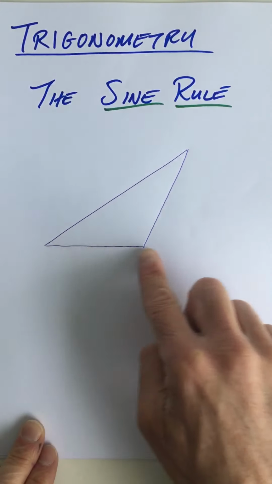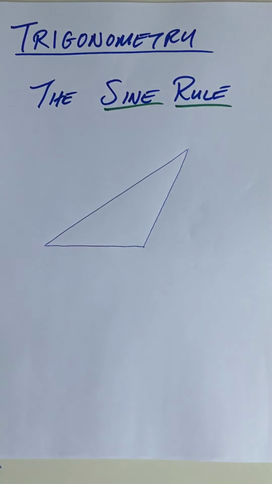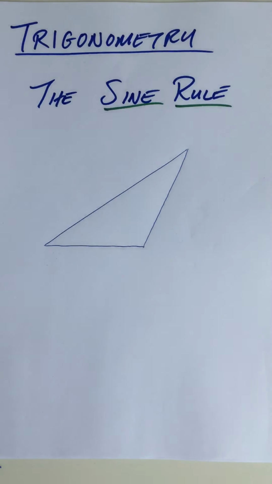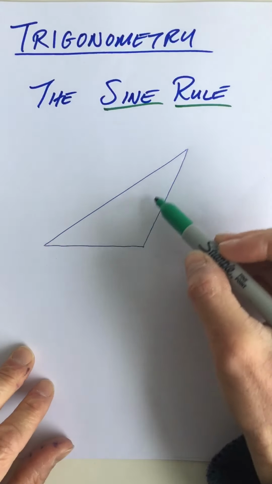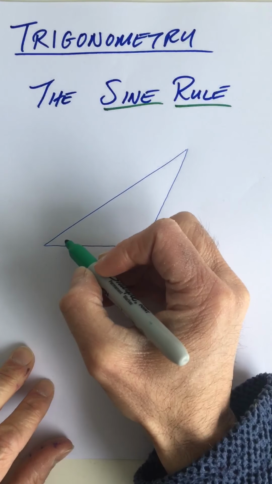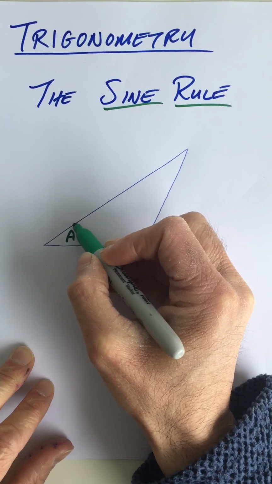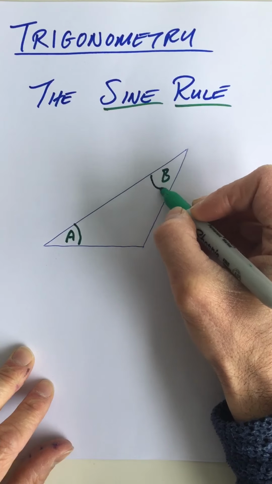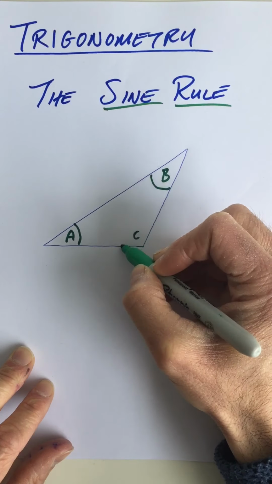Here is an example of a triangle, and you can clearly see it's not a right-angled triangle. None of these angles are 90 degrees. Well, there's a rule called the sine rule, and how it works is as follows. We can call any of our angles A, B, and C. So if I call this angle A, and we use capital letters for angles, I call this capital B, and I call this angle C.